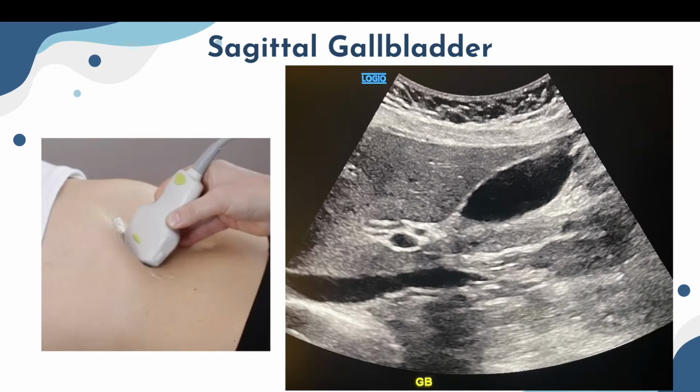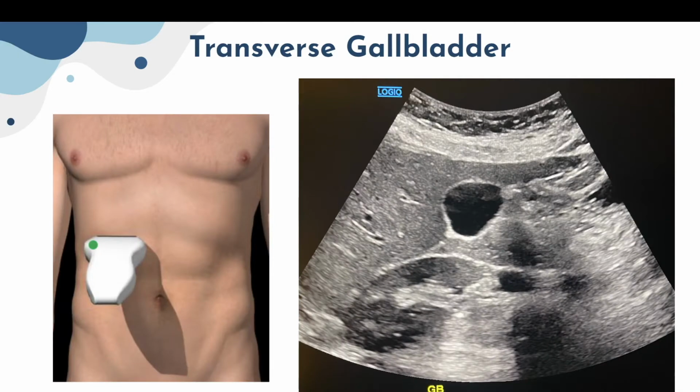This is a sagittal image of the gallbladder. Next image would be the transverse image of the gallbladder right there. And we have the probe basically in the transverse position. You can see the green dot that faces the patient's right. So when the ultrasound image is projected on the screen, patient's right, patient's left.